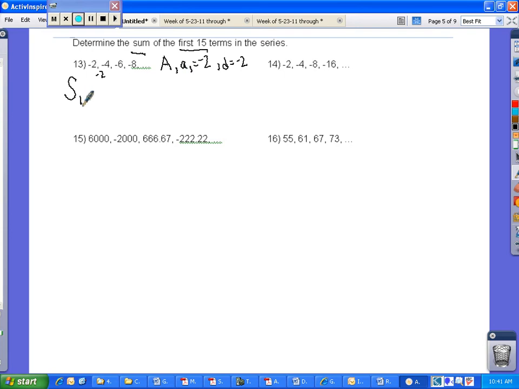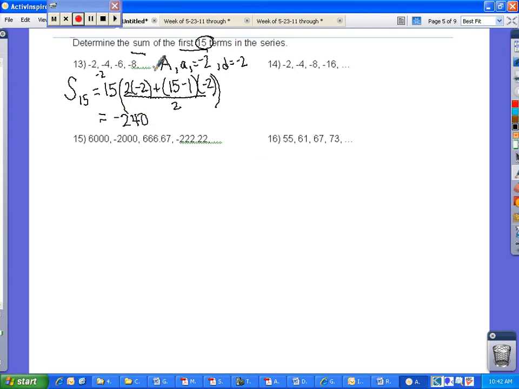So it's going to be s sub 15, s sub n, equals, because I'm looking for the sum of the first 15 terms. So n is 15, so equals 15, parentheses, 2 times negative 2, plus 15 minus 1, times negative 2, divided by 2. When you plug that in and simplify, you're going to get that the sum is negative 240.